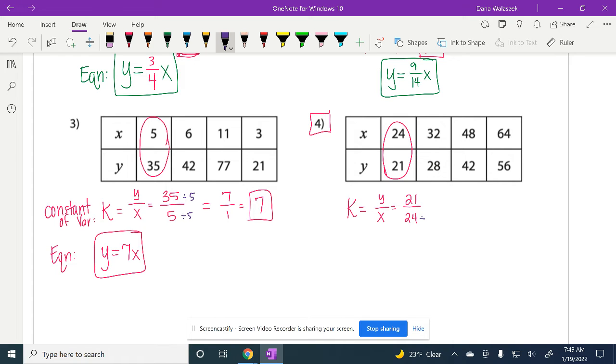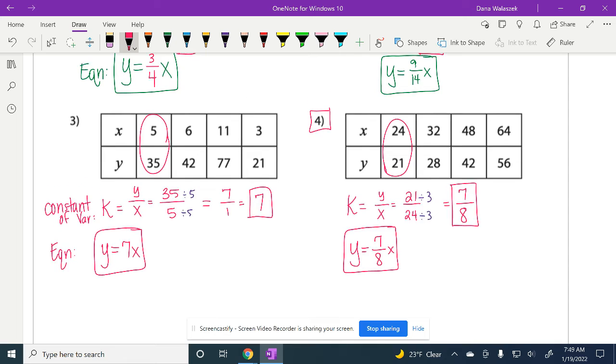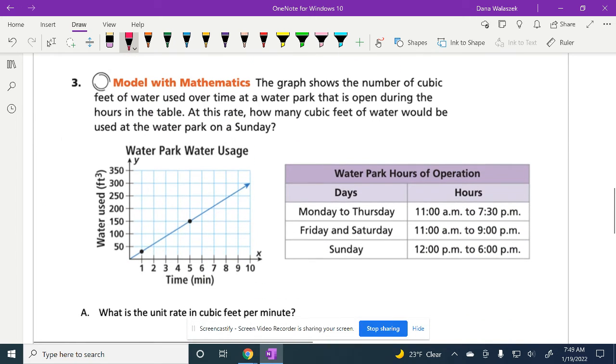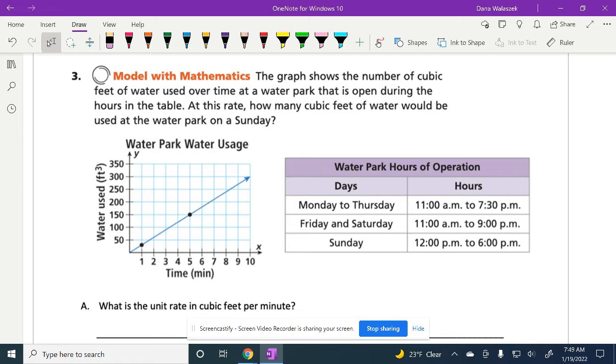And then again, I want to see if I can reduce it. So let's see, they're both divisible by 3. 21 divided by 3 gives me 7. 24 divided by 3 gives me 8. So my constant of variation is 7/8. My equation is y equals 7/8 x. So if you don't have that, pause the video and fix yours, and then come back. All right, the next page has an example. So pause the video, and read the directions.